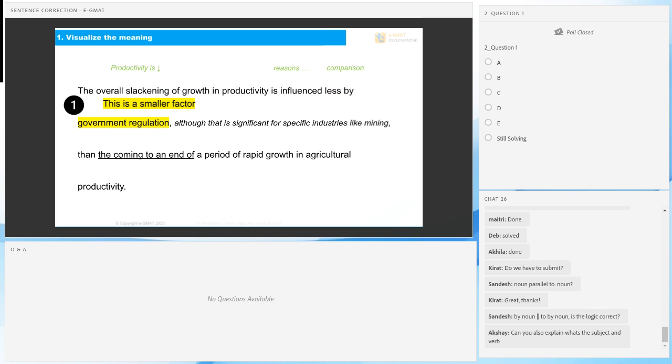So this is the smaller factor. See, what do I mean by visualizing? I'm not just keeping the entities that I've read on the side. I'm taking the meaning of those entities along with me. I already knew there is "less by" there, right? Less by government regulation means that government regulation is a smaller factor, right? I'm translating that. I'm simplifying each part of the sentence in my own words.